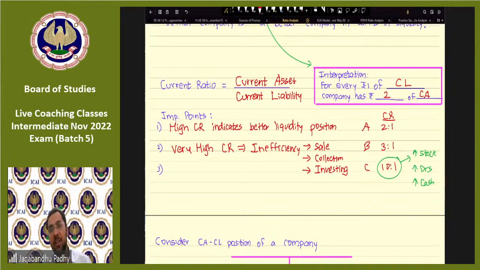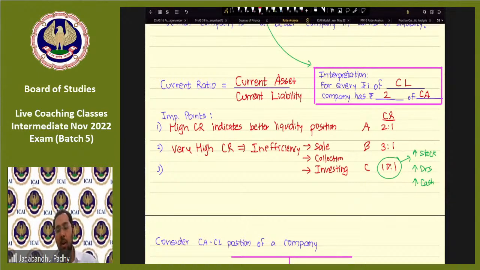So inefficiency in what sense? Inefficiency can be with regards to the selling activity, with regards to the collection activity, or with regards to the investing activity. Okay, so that's the point over here.